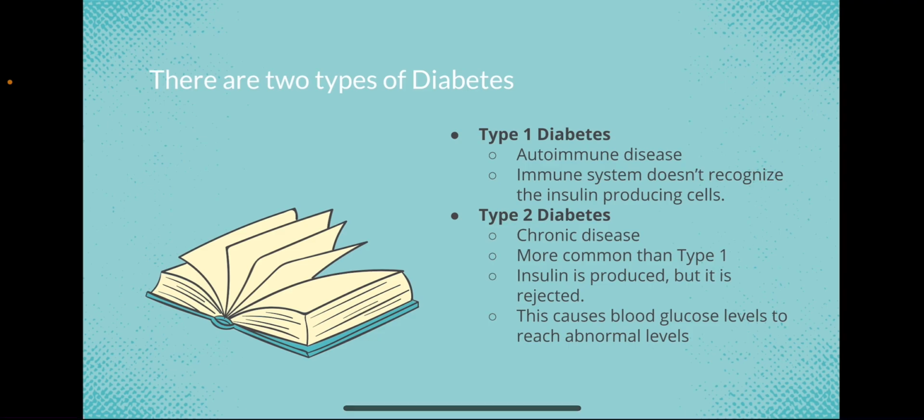There are 2 types of diabetes: type 1 diabetes and type 2. Type 1 diabetes is an autoimmune disease. It affects the immune system, and it's where it doesn't recognize the insulin-producing cells. Type 2 diabetes is a chronic disease. It is way more common than type 1 diabetes, and it is where insulin is produced, but it is also rejected. This causes blood glucose levels to reach abnormal levels.